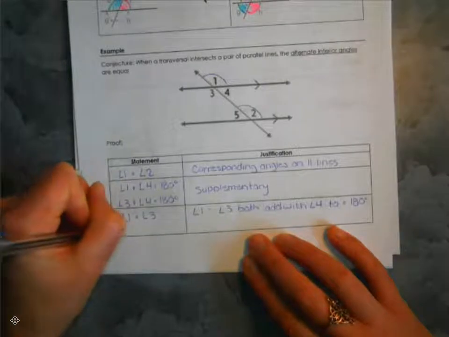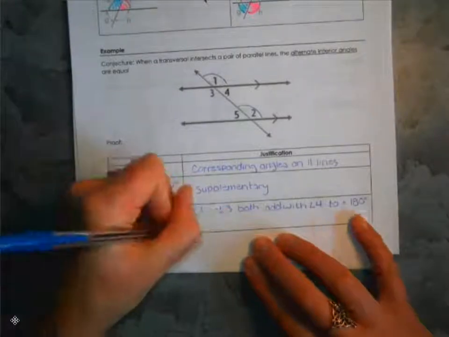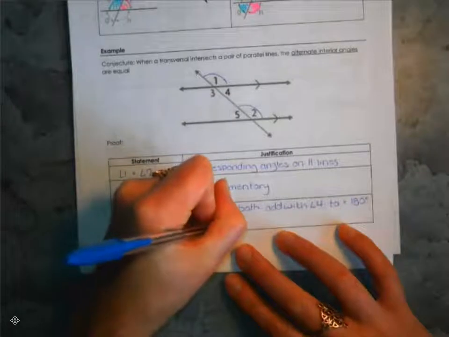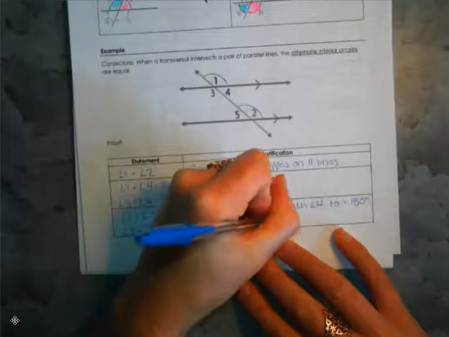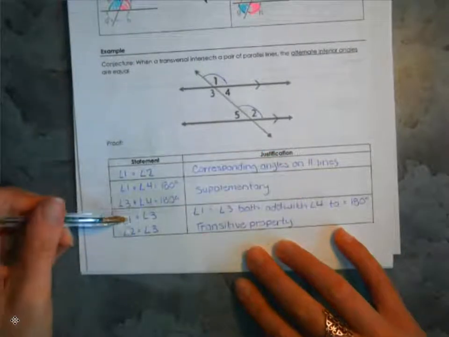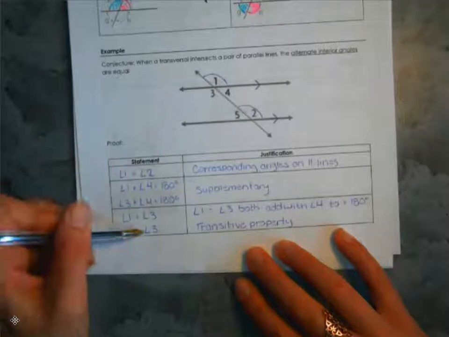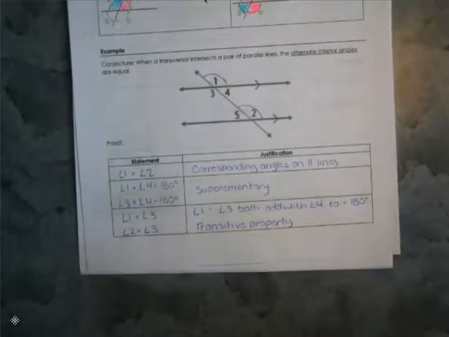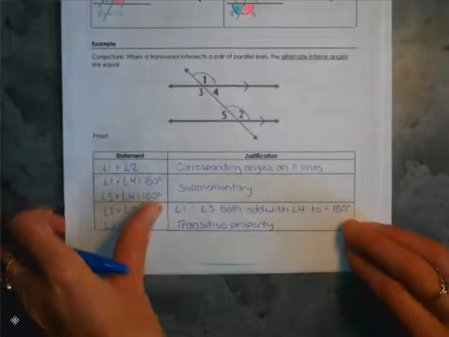So now I would say angle 2 has to be equal to angle 3, and that is due to what we call the transitive property, which is basically saying that if 1 is equal to 3 and 1 is equal to 2, then 2 and 3 also have to be equal. Okay, so basically we've just proven that these angles are equal with each other, which is what we were trying to do, alternate interior angles being equal.